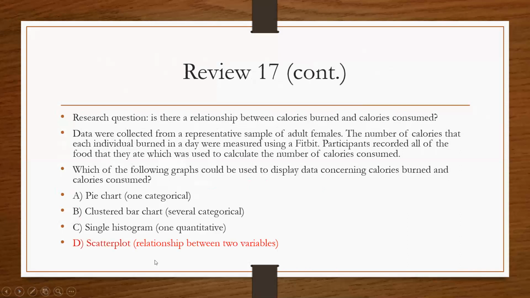So it's in fact D with the scatter plots. And so the reason being is because it's asking about the relationship between two variables. It's asking about how much they ate and how much they burned. And so the other ones, pie chart, is only one categorical, histogram is only one quantitative. And then the cluster bar chart is just several categorical. So the scatter plot is the only one that can work for you.